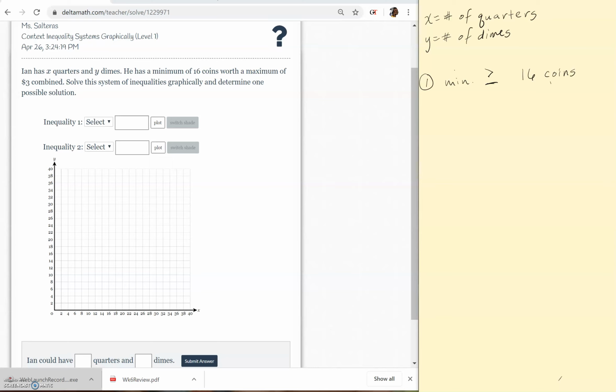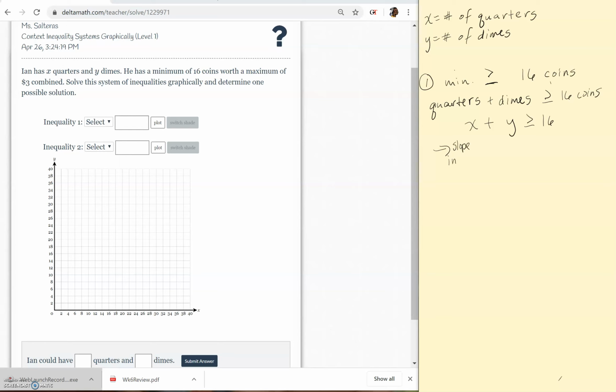So if we write that all out, we have the number of quarters we have plus the number of dimes should be greater than or equal to 16 coins. Well, instead of using quarters and dimes, we already gave them variables, so we're just going to replace quarters with X and dimes with Y, and there is your standard form equation. So in order to graph, we're going to change these into slope-intercept form.